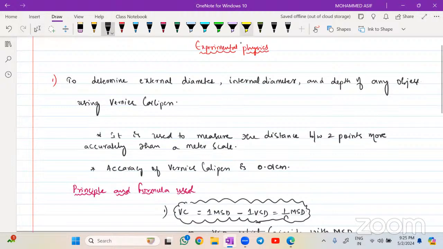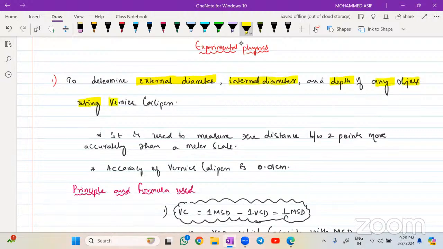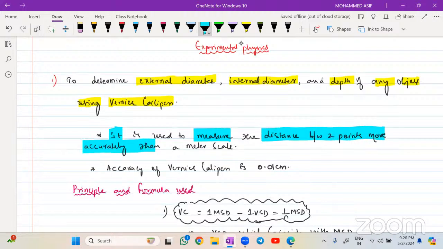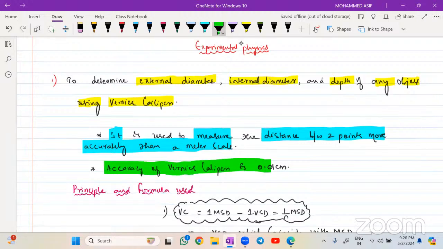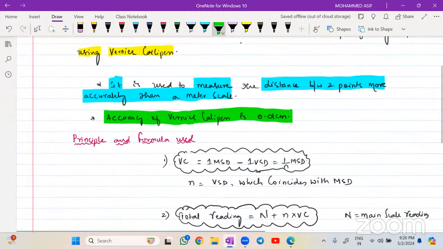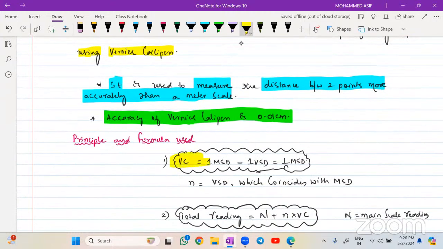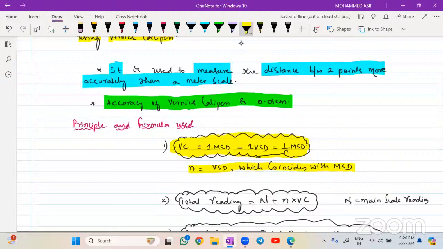आया सभी को? To determine what? External diameter, internal diameter, and depth of any object using what? Vernier calipers. Okay. Now, it is used to measure what, beta? The distance between the 2 points more accurately than your meter scale. What is the accuracy of this one? Accuracy of the vernier caliper is 0.01 centimeter. And how do you calculate the vernier constant? Vernier constant is equal to 1 main scale division minus 1 vernier scale division. That is equal to 1 by n times of MSD. N is nothing but what? Vernier scale division which coincides with your main scale division.